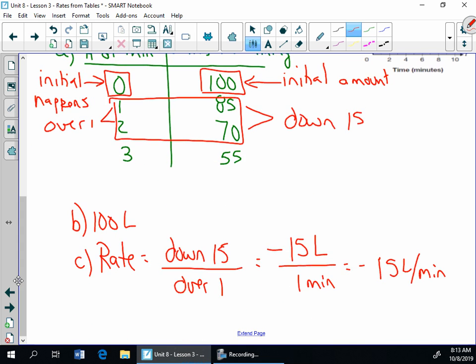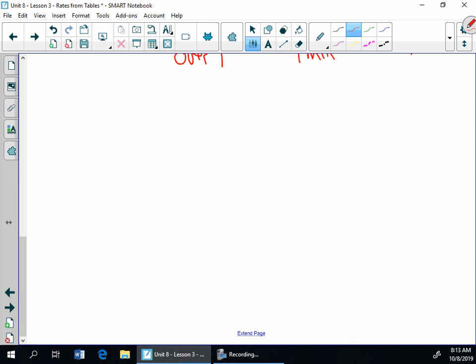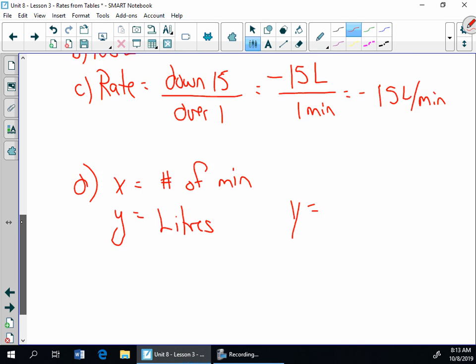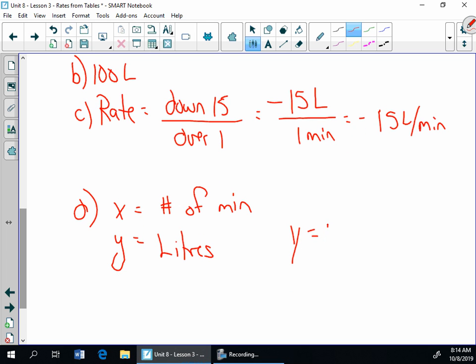Okay, equation. Same old now. x equals number of minutes, y equals number of liters. This was number of minutes. This was liters. And y equals, what did we say we started at? Back here was 100 liters. How did it change? It was going down 15 liters every minute.